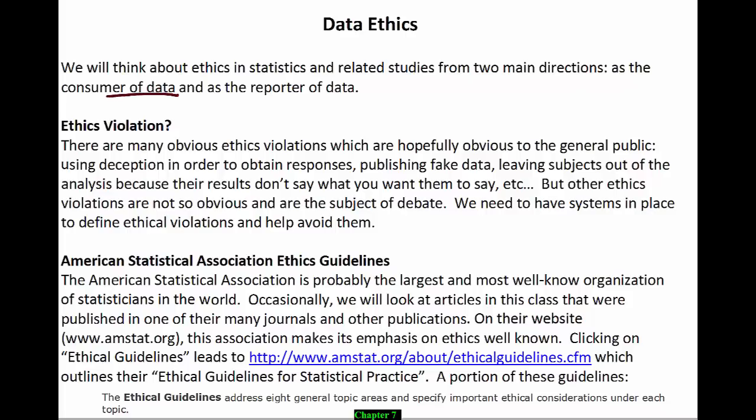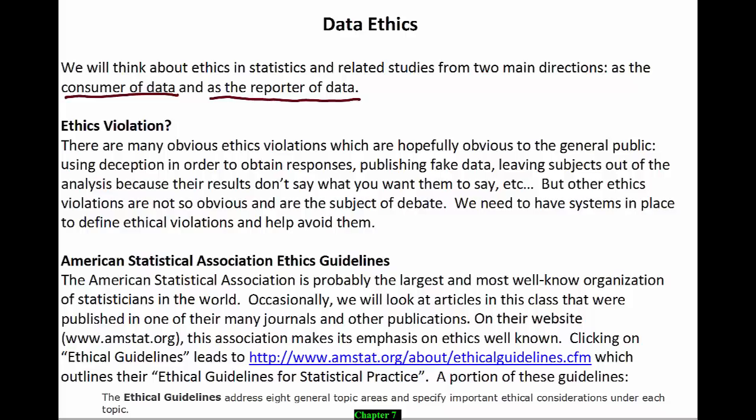consumer of data and from the viewpoint as the reporter of the data, if you were running the analysis or if you were repeating the results of a study in a news media article or in a paper for your class. A consumer of data is when you hear something in the media and you have to choose whether to believe it, critically analyze it, and make a decision.